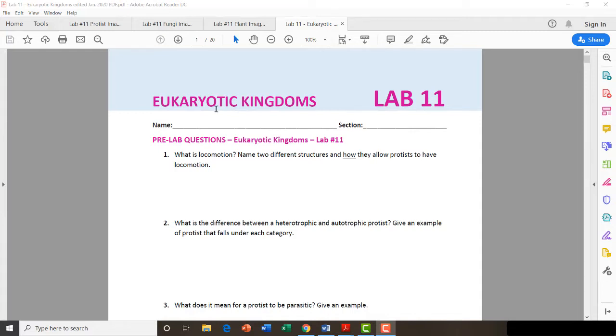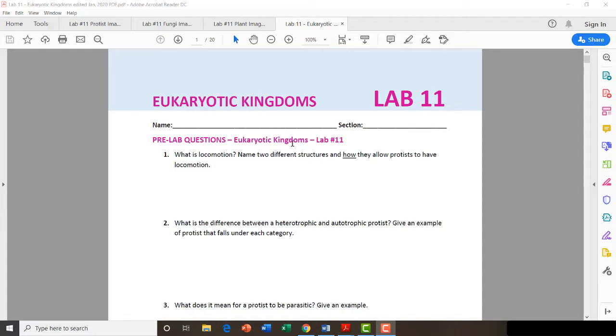So lab number 11 has to do with eukaryotic kingdoms. This coincides with chapters 15 to 17 in your textbook. I highly recommend going over the lecture materials on these chapters before beginning this lab. I also highly recommend reading the whole background and introduction to this lab, and also the introduction to the different parts of the lab before continuing on working on this lab.